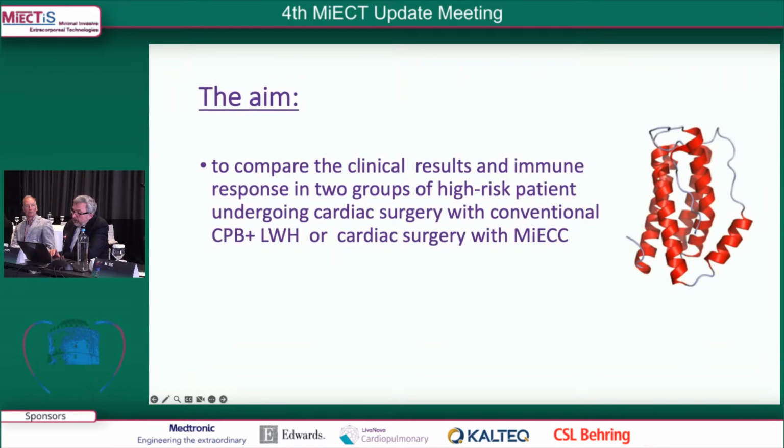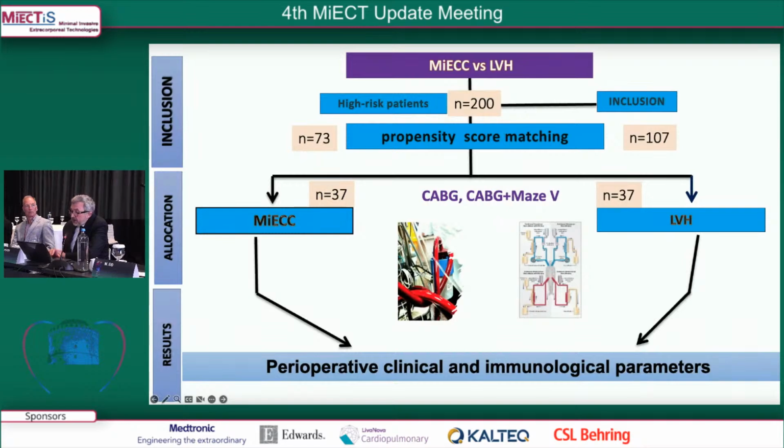Now we have conducted research comparing clinical results and immune response in two groups of high-risk patients undergoing cardiac surgery with conventional CPB plus hemofiltration or cardiac surgery with the MiECT system. This study is a pilot project. We conducted propensity score matching, and 37 patients were included in each group, and their perioperative parameters were studied and compared.